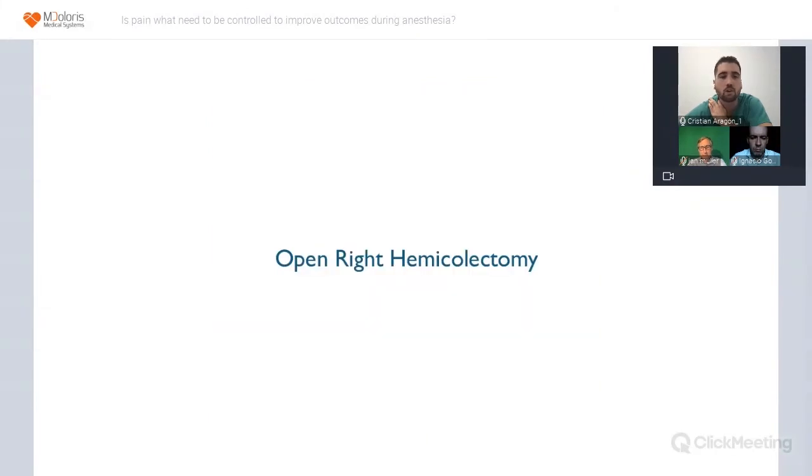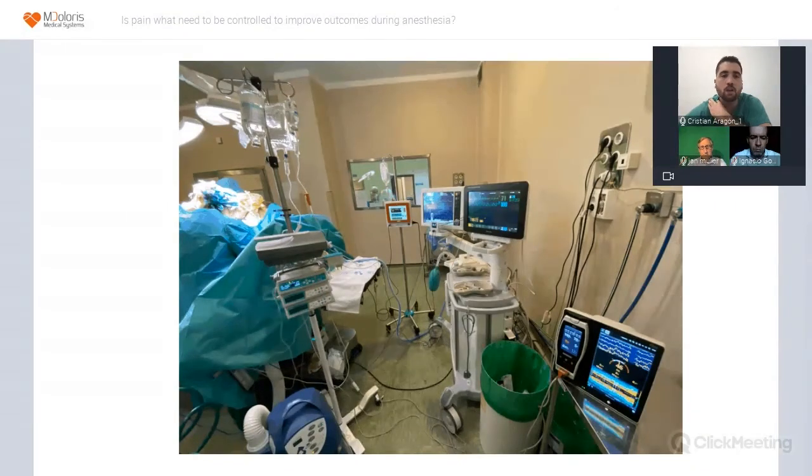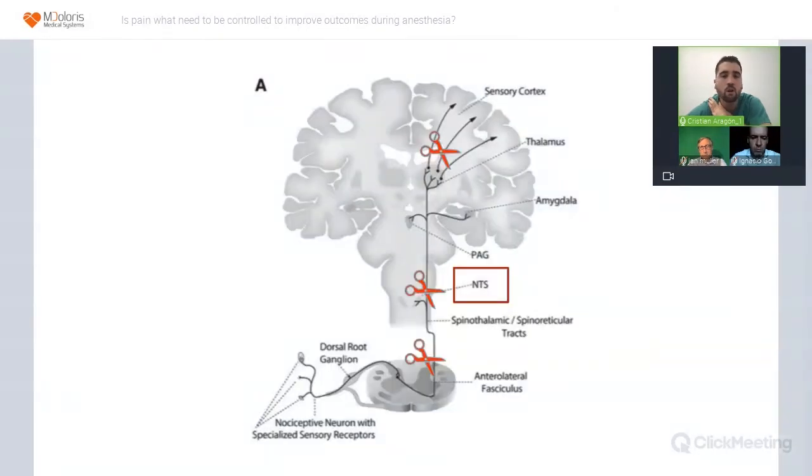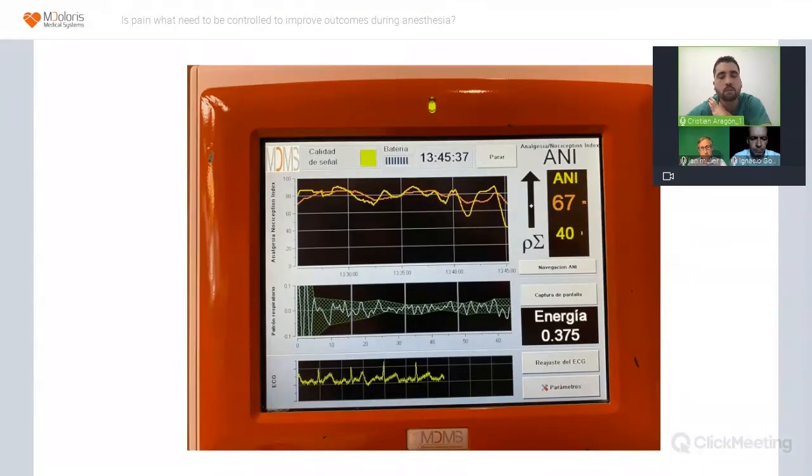Here we have another case of an open hemicolectomy with combined general anesthesia and epidural analgesia with low doses of levobupivacaine. As you know, when we cut the nociceptive stimuli at the spinal level, the sympathetic blockade is much greater than with balanced general anesthesia. So here, the ANI numbers tend to be higher, but I try to control the ANI value, the parasympathetic, not above 70 or 80.